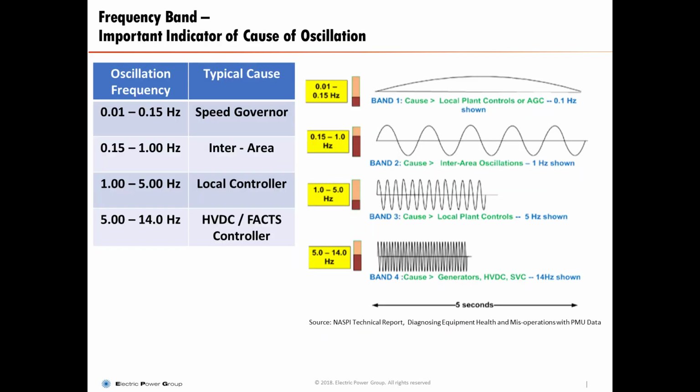The modal frequency is used to help identify the root cause of the oscillation. For example, oscillations in the range of 0.01 to 0.15 Hz are typically attributed to a malfunction in the speed governor of a generator. Oscillations between 0.15 and 1 Hz are commonly known as inter-area oscillations, where one or more units are oscillating against each other. Oscillations ranging from 1 to 5 Hz are usually caused by a local controller, and oscillations greater than 5 Hz are usually attributed to HVDC and FACTS controllers.